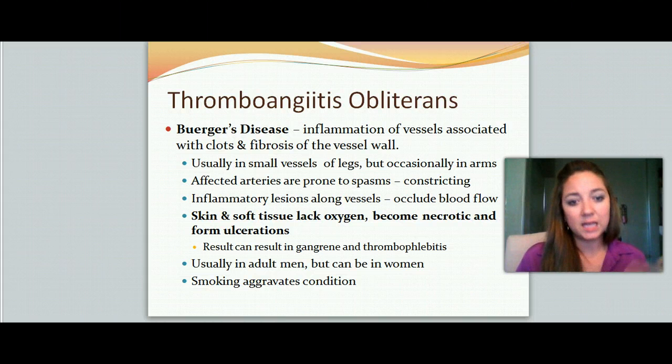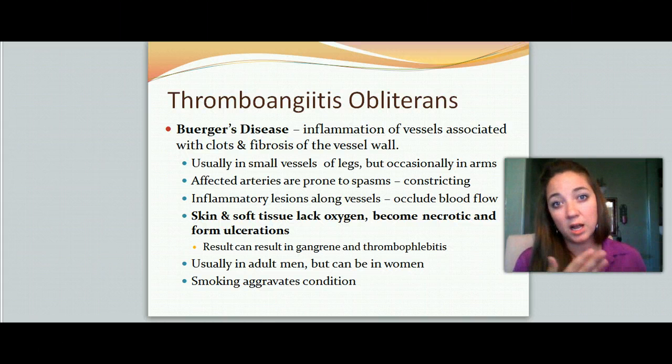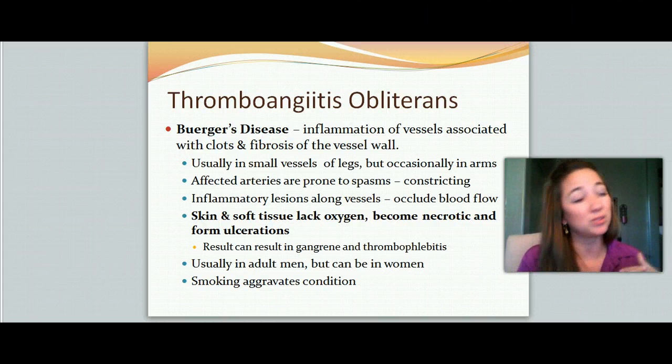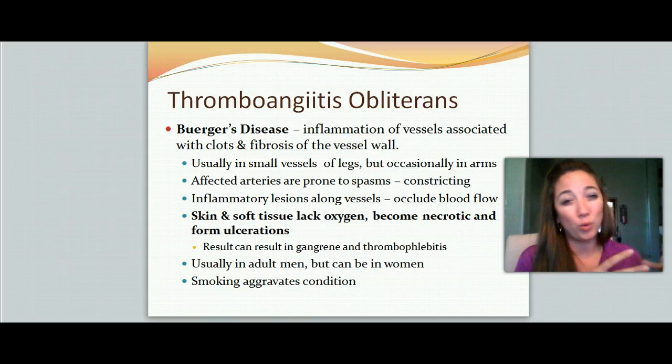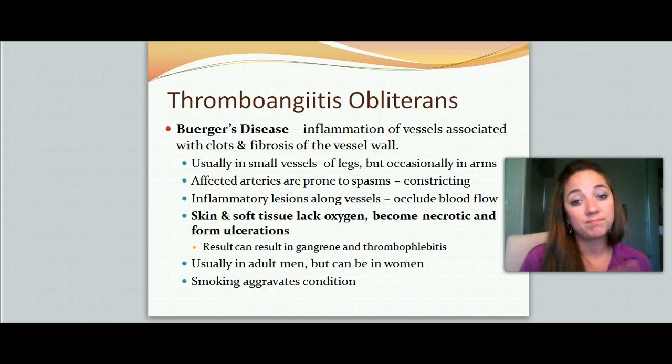You'll notice the skin and soft tissue becomes necrotic and develops some ulcers within it. And whenever you see necrotic tissue, you'll never forget it because it's black or blue and very, I hate to use the word crusty, but it's really thick and coarse and dry. It's not good looking, okay? But you're going to notice sometimes some necrotic tissue and ulcerations forming as a result of the constricting and the lack of oxygen and everything from the clots and fibrosing, okay?